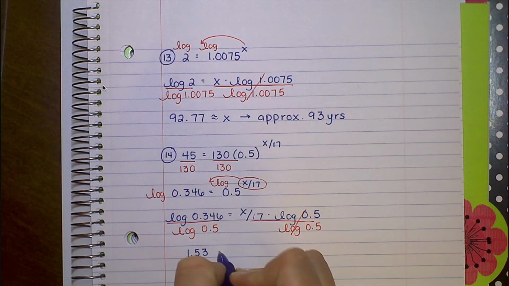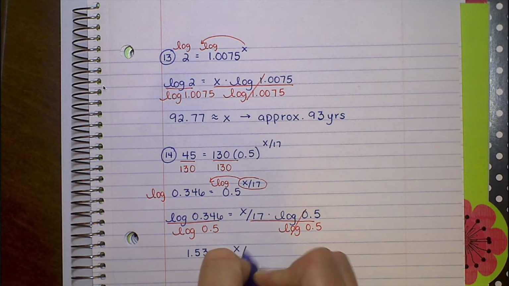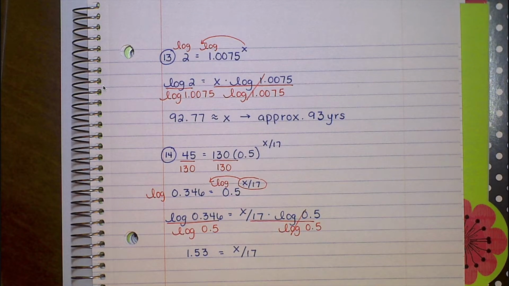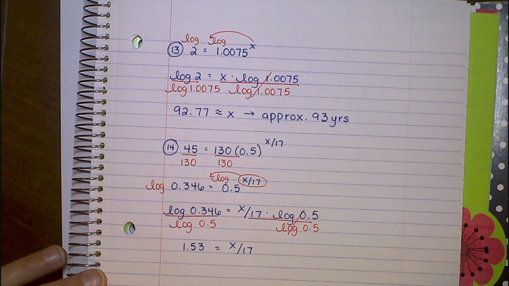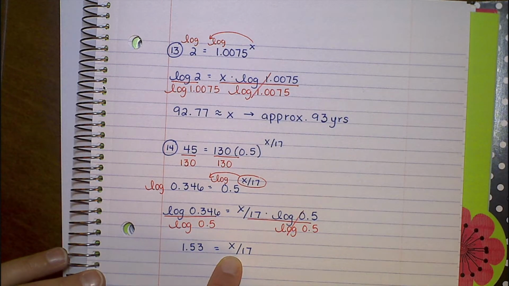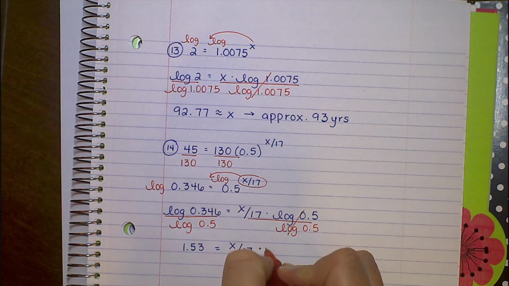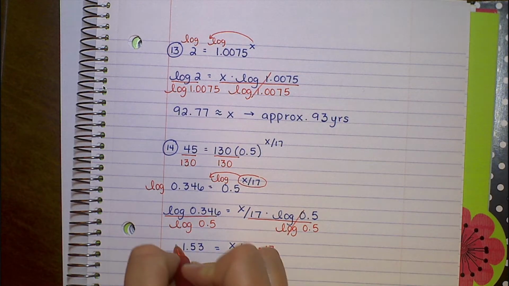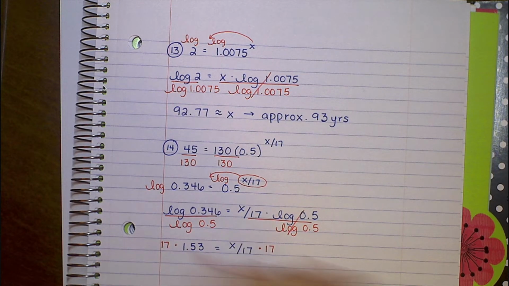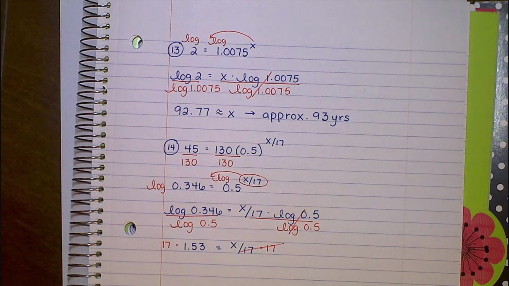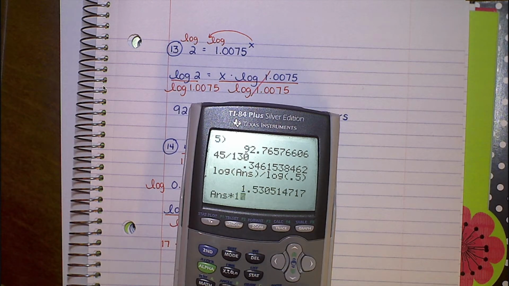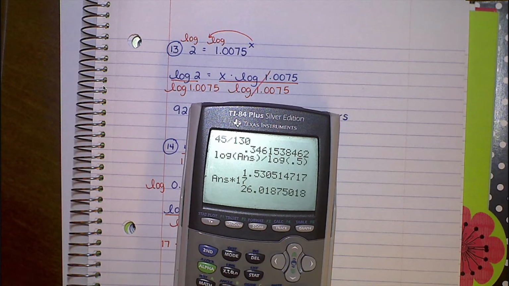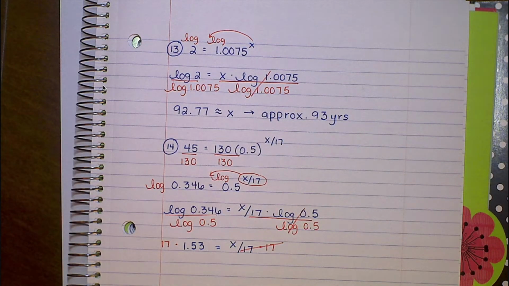So I get 1.53-ish, again, equals x over 17. Now, in all the other ones we've done, at this point, we've essentially been done, right? That's been our answer. But for this one, because this is division, my next step is going to be to multiply by that 17 to get rid of it. Okay. And I'm going to just do answer times 17 to keep that whole decimal in there. And we end up with about 26 months.